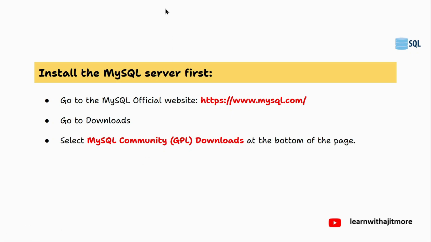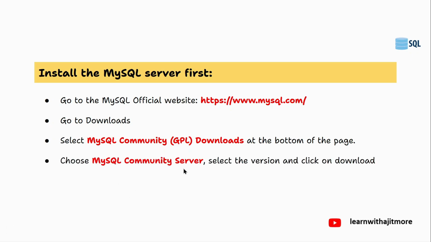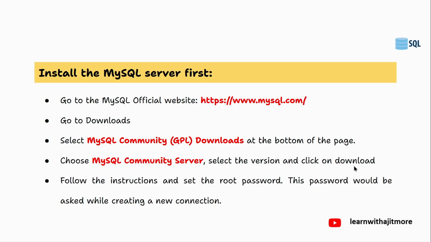Click on it. It will give you a list of softwares which you can download. From that, you select MySQL community server. Get it? MySQL community server. Why they call it? Because it's an open source product. All open source products are called community products, for the community by the community. Get it? To choose MySQL community server, select the version and click download.